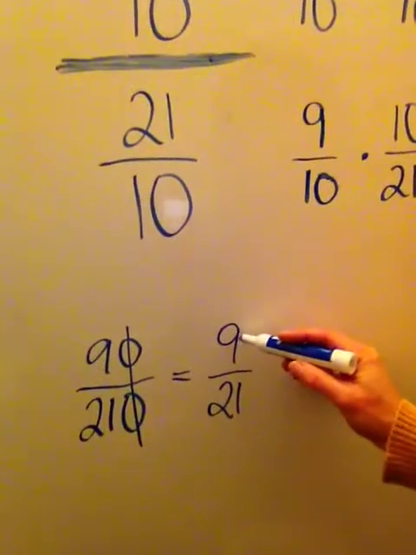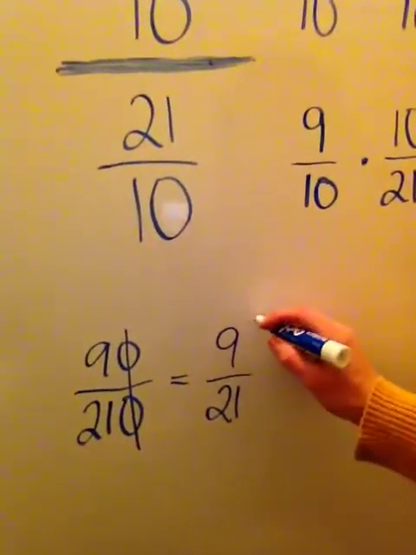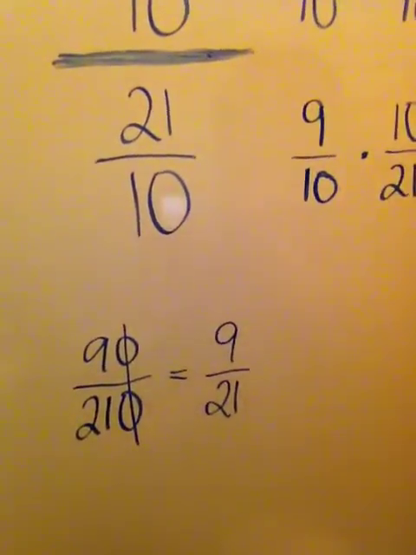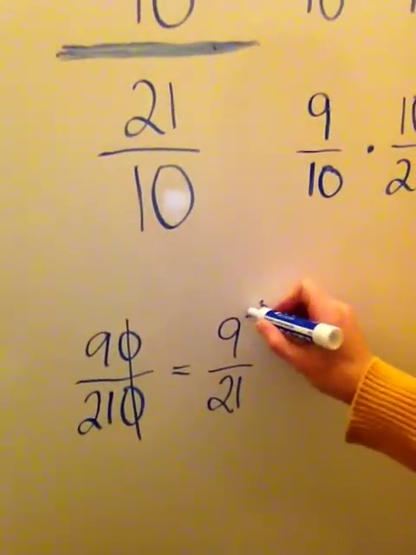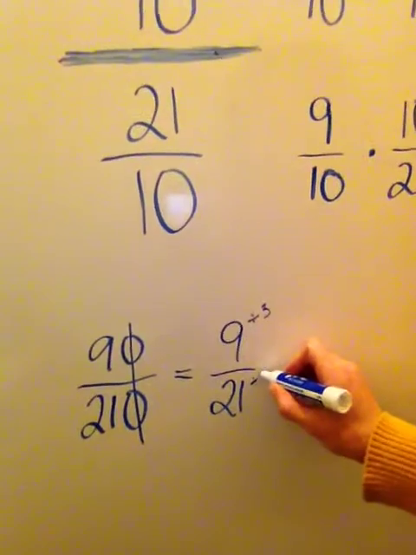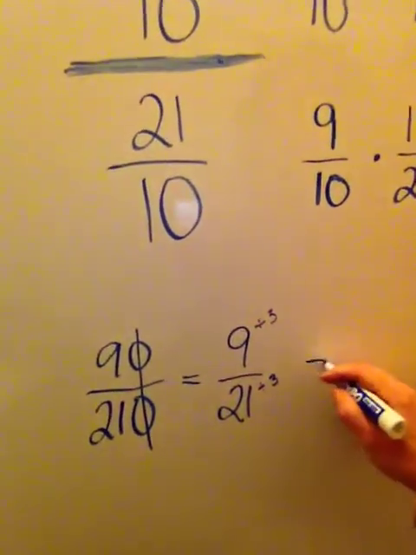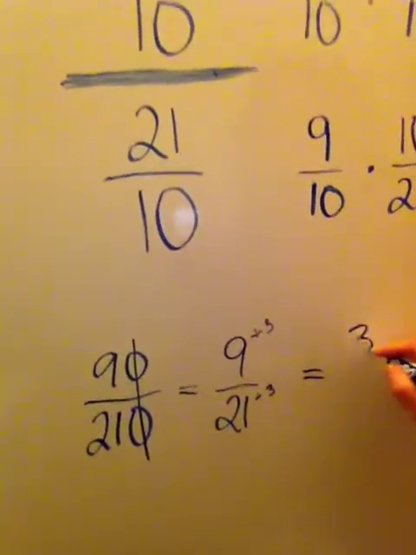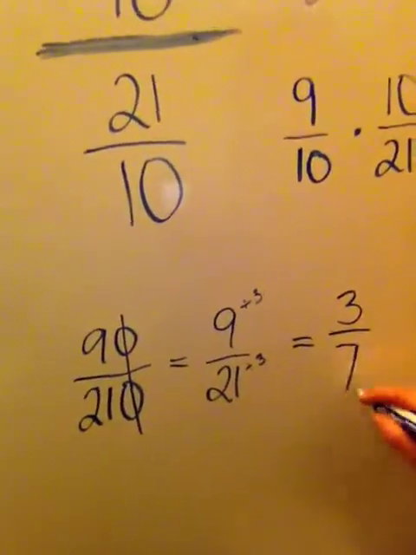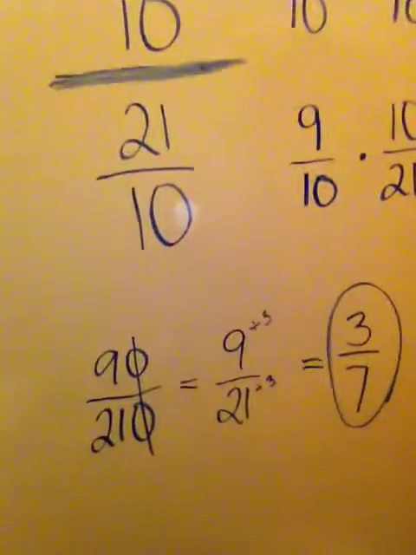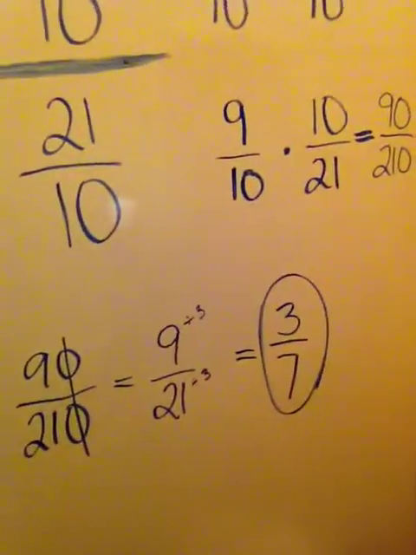And then I go, oh, I know 3 is a factor of 9 and 21, so I'm going to divide 3 out of both of those. 9 divided by 3 is 3. 21 divided by 3 is 7. And there is your final answer. Doesn't reduce anymore because 3 won't go into 7.